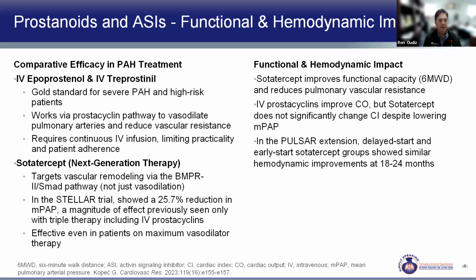Okay, now let's look at the use of prostanoids and activin signaling inhibitors. And this is coming up appropriately when we talk about the very sick patients, because the standard of care in the ICU, as we said, is doing all the things that we said, and including parenteral prostacyclin, preferably IV epoprostenol. It can be dosed up and down quickly, and you can have a rapid onset and rapid offset if you go too far. Looking at IV EPO or IV treprostinil, the gold standards for severe PAH and high-risk patients, the prostacyclin pathway we know improves pulmonary blood flow, decreases RV afterload, but it requires continuous IV infusion.